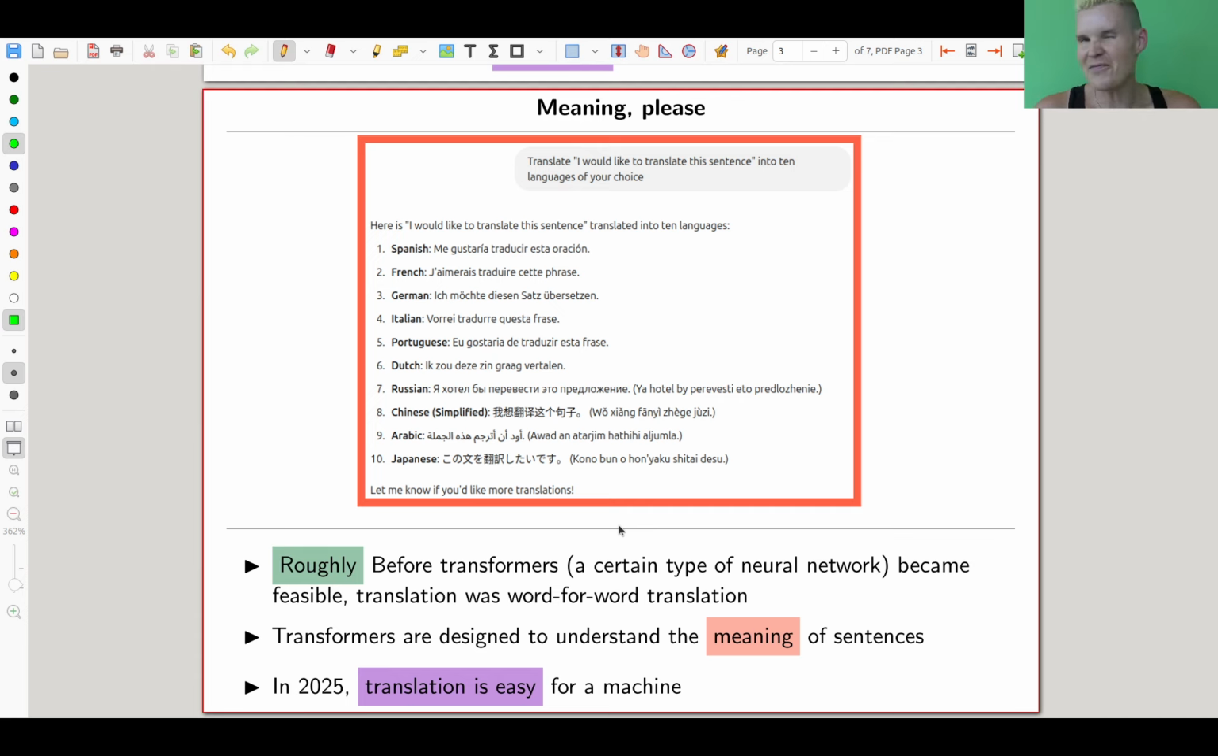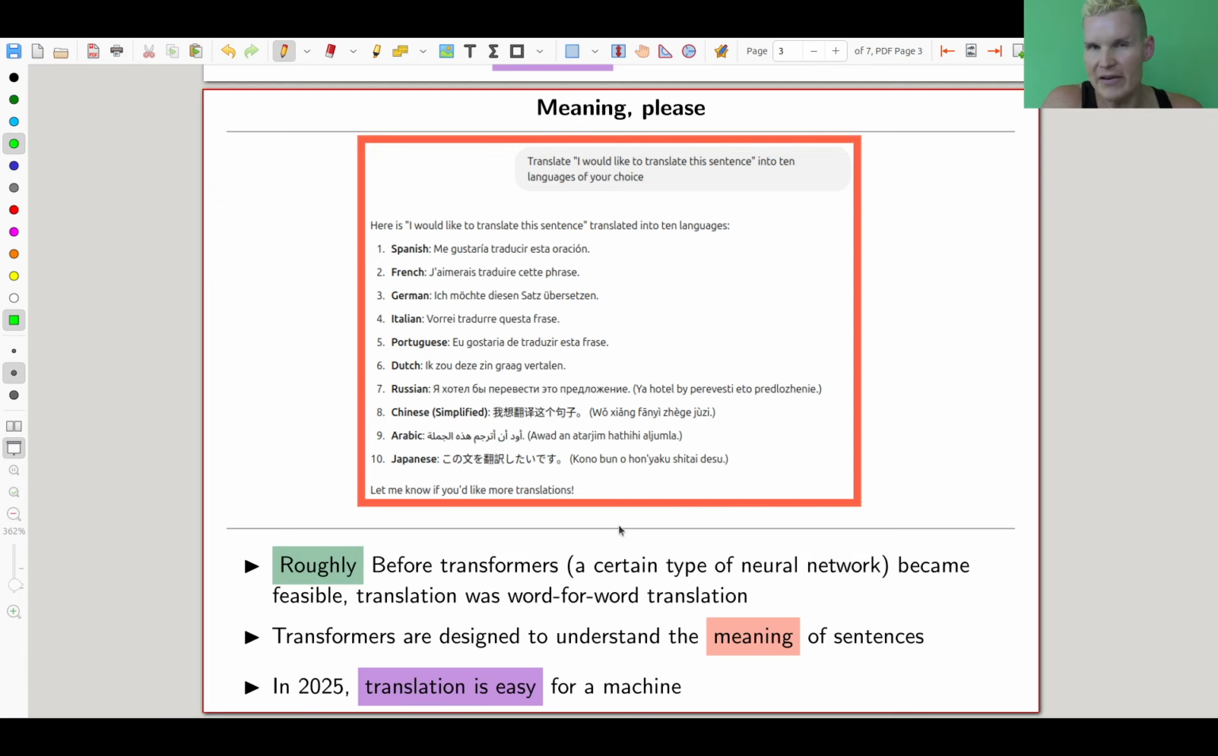But it's actually fairly new in the greater scheme of things, because the modern versions of it rely on a transformer, which is a certain type of neural network that is designed to understand meaning. So in 2025, when I'm recording this video, translation is really a pretty easy task. At least translation from English to French is pretty easy.